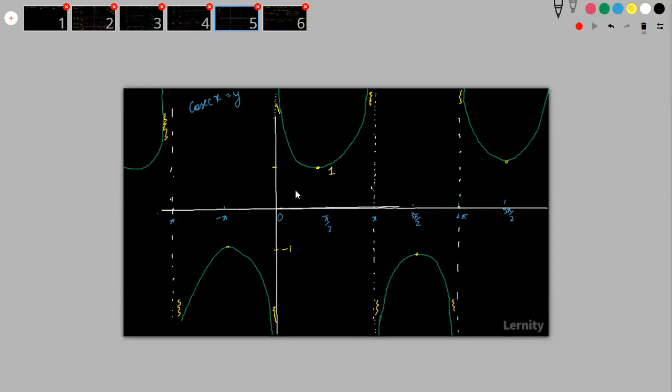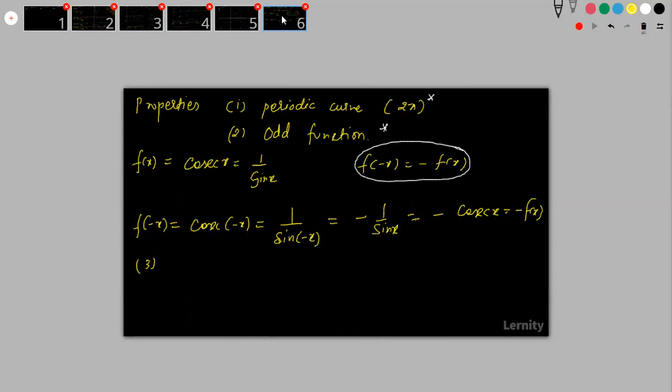It will never take a value less than minus 1, and it will never take a value greater than 1. This we can see. So what is the range of this function? Yes, very good.